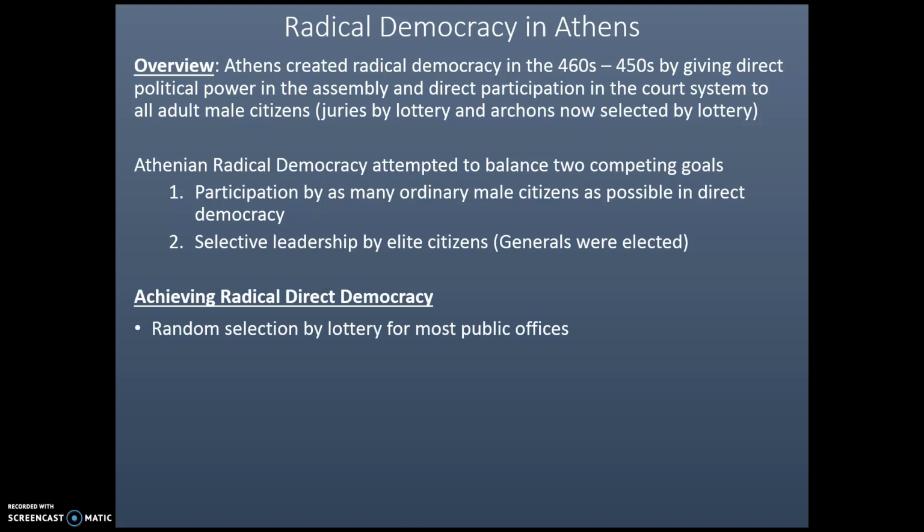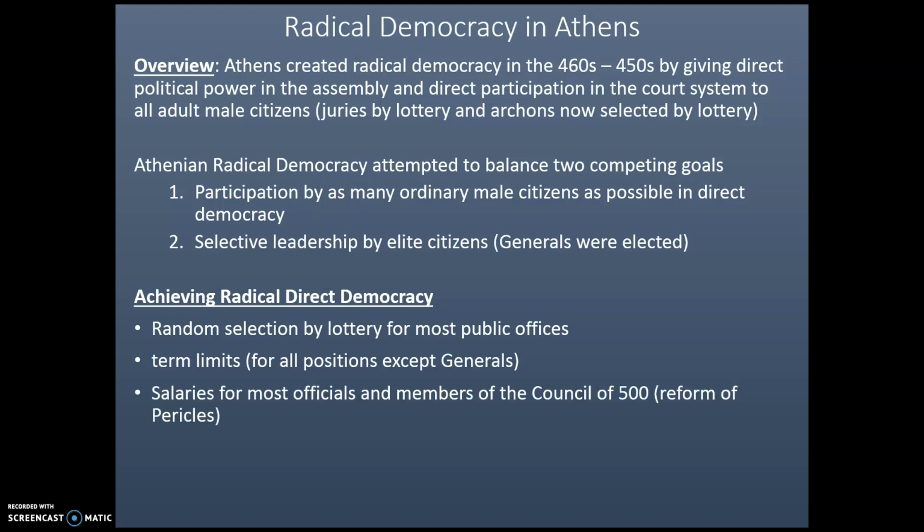So how'd they do this? Again, random selection by lottery for most public offices. Again, that's good because it's not just about who has the most money in the campaign. The flip side of this, though, is maybe the person selected for it is not the best choice. Term limits for everything except generals. Again, you can only serve in a position for so long. A goal here is to stop people from becoming entrenched in their positions, right? If you run one branch of government, one office, you have a lot of power. You become entrenched, you can use that power, misuse, abuse power, those sorts of things. So keep people moving, bring in new ideas, that sort of thing.